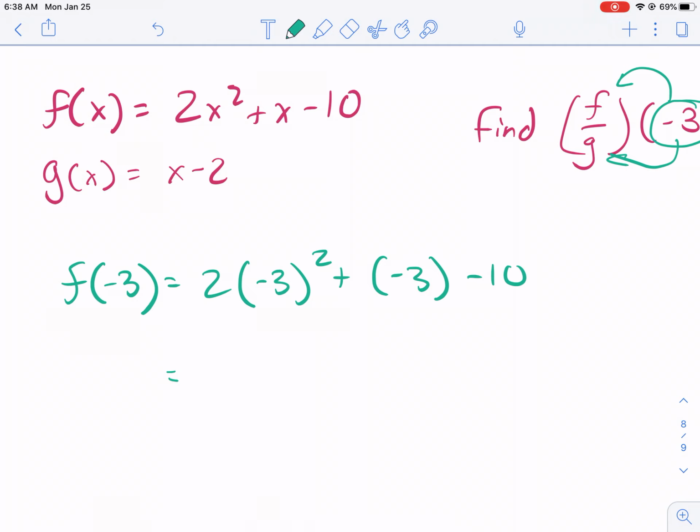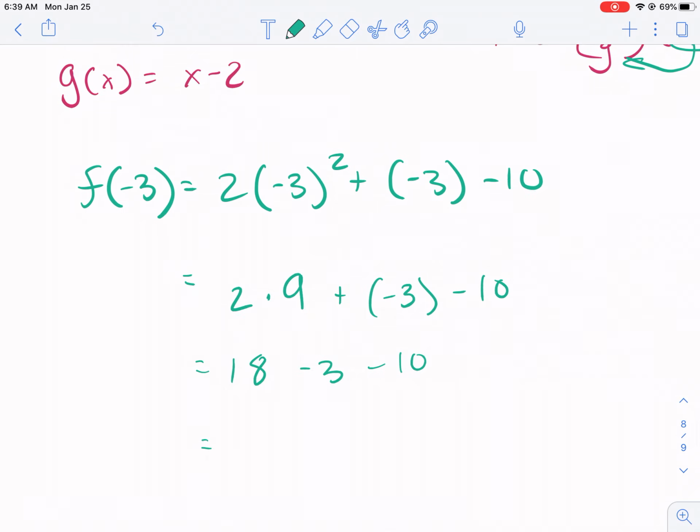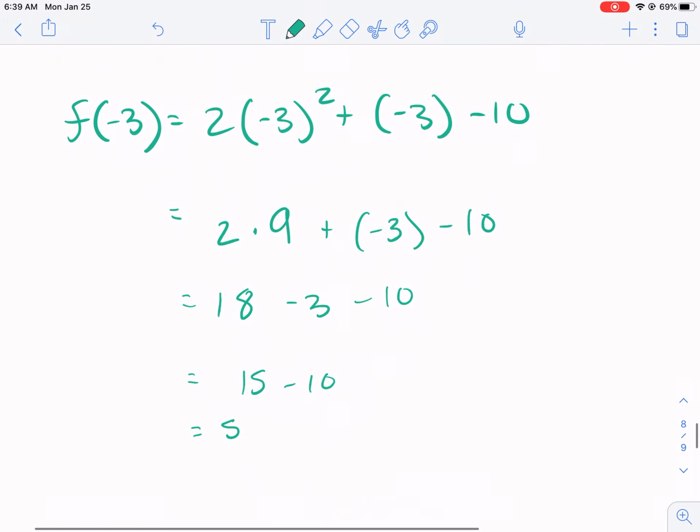Now we're doing order of operations, exponents first. Well, there's nothing to do in parentheses, so now we go into exponents. Negative 3 times negative 3, or negative 3 squared, is 9. Don't forget to multiply it by 2. Then we have minus negative 3 minus 10. We have 18 plus 3 minus 10. We get 21 minus 10, and we get 11. And that's our answer.